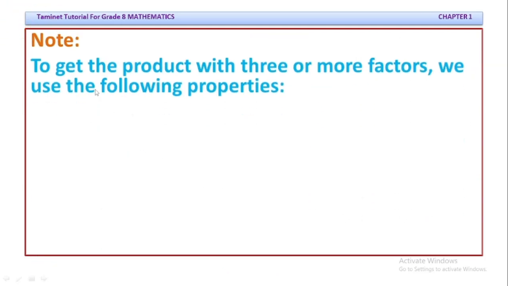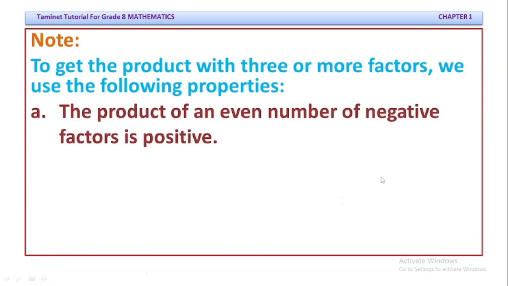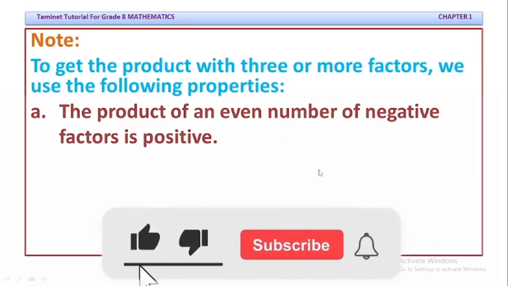Note, to get the product with 3 or more factors, we use the following properties. The product of an even number of negative factors is positive. Now, please keep this in mind. The product of an even number of negative factors: if we count the negative factors and they are even, the product is always positive.